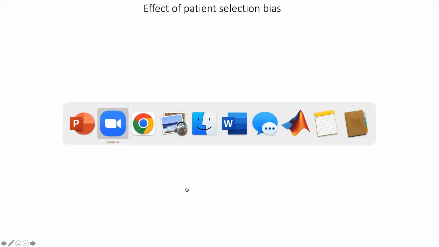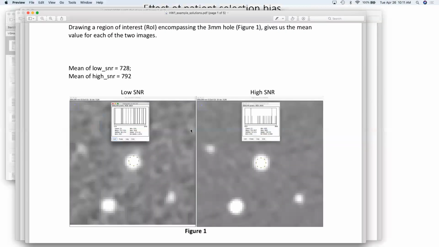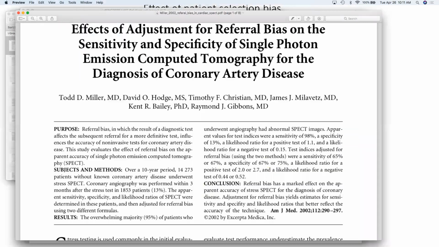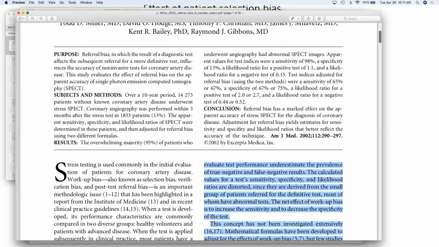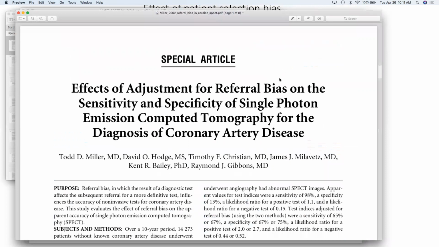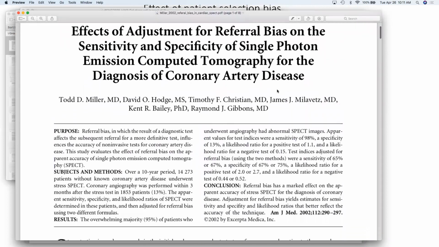Okay. The other thing I wanted to look at quickly, and make a pitch for somebody to look at this paper if they wanted to. So let's get rid of that. And it's this guy. It's the effect of referral bias on figuring out the sensitivity and specificity for some imaging test. And in this case, the imaging test was nuclear medicine or SPECT.